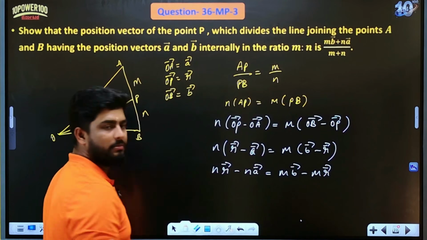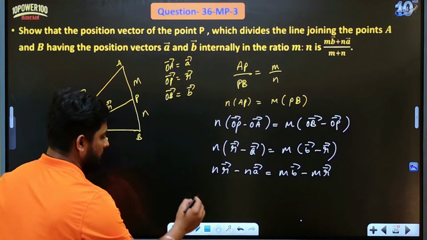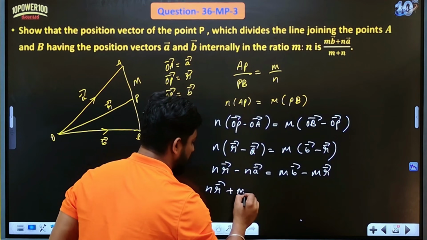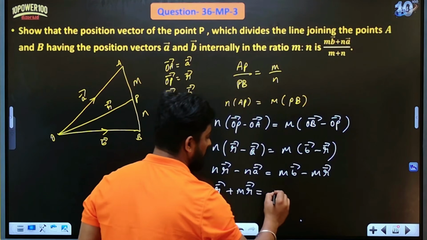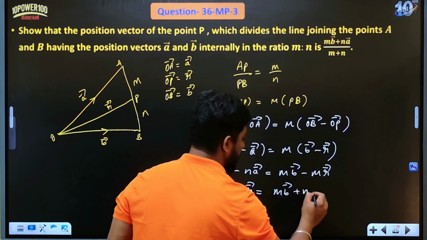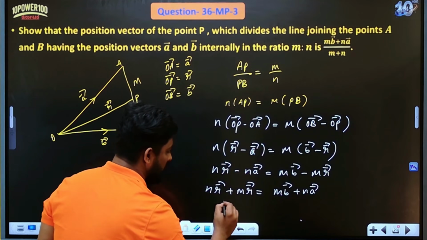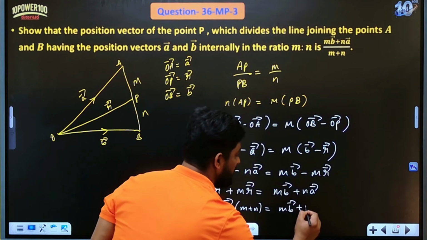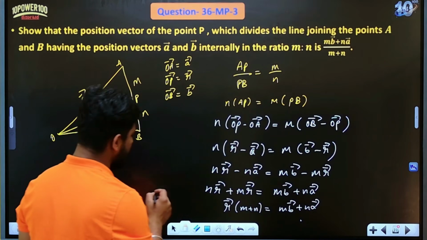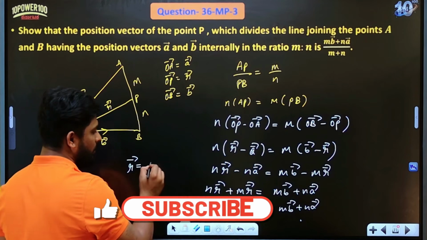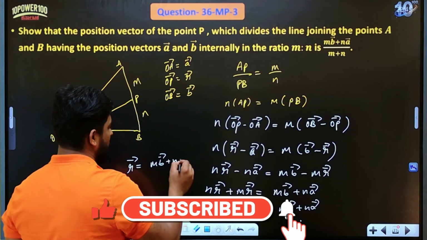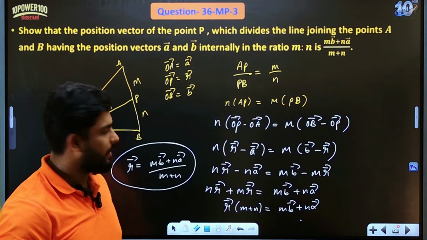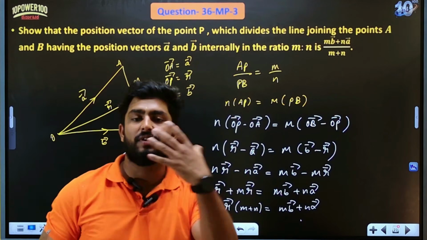Here R appears two times, so take it together. Bring this minus mR to this side, so it becomes nR plus mR is equal to mB plus nA. Taking R common, we get (m plus n) R is equal to mB plus nA. So vector R is equal to (mB plus nA) divided by (m plus n). This is enough, this is the actual condition. First write two or three lines.